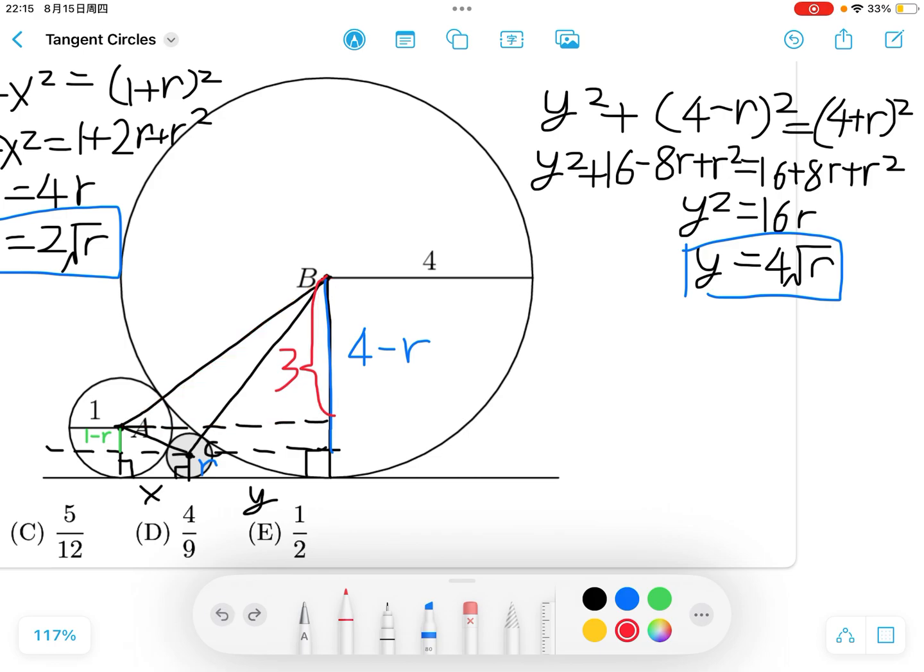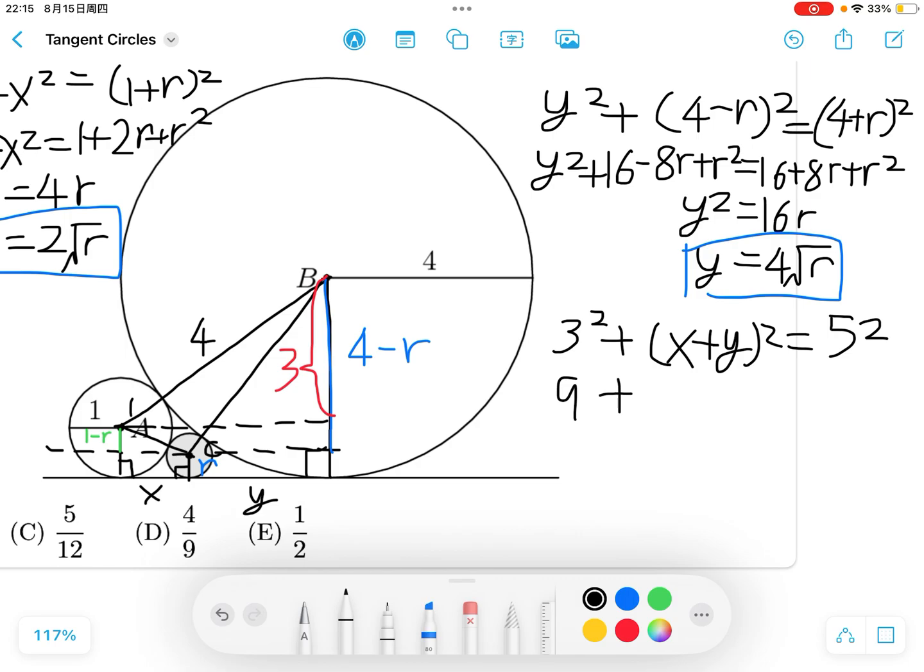Now we can do another final triangle, this triangle here. One leg is 3, so 3 squared, plus the other leg, which is X plus Y, squared. The hypotenuse is 1 plus 4, which is 5 squared. So we have 9 plus, substituting 2 root R and 4 root R, 6 root R squared, which is 36R, equals 25. So 36R is equal to 16, and R is equal to 4 over 9.